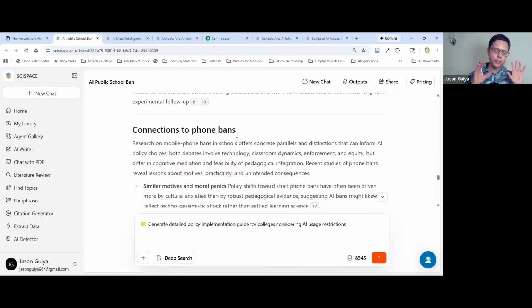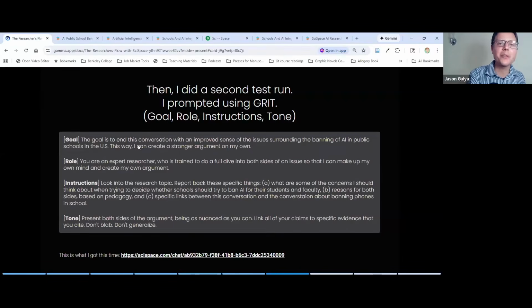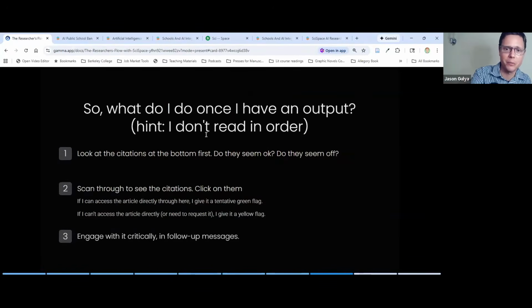So how do I use it? Once I have this done, what sort of process? And I want to pop into the chat. Oh, yes. Yeah, and I'll walk through what to do once you have that done. So I'm going to pop back into the slides. Once you've gone through SciSpace and you have that output, what do you do with it?